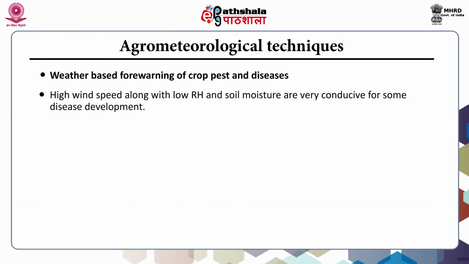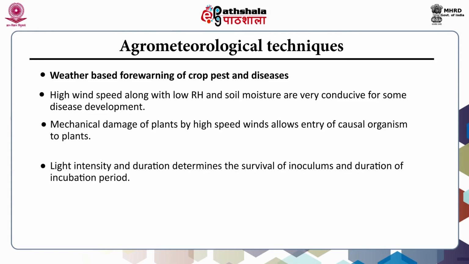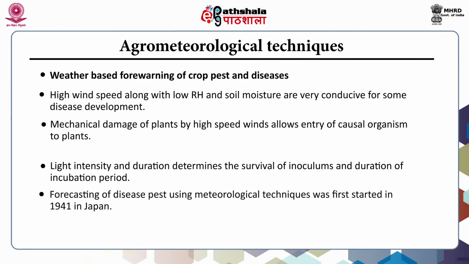The high wind speed along with low relative humidity and soil moisture are very conducive for some disease development. The mechanical damage of the plants by high speed wind allows the entry of causal organisms into the plants. The light intensity and duration determine the survival of inoculum and duration of incubation period. The forecasting of disease and pests using meteorological techniques was first started in 1941 in Japan.